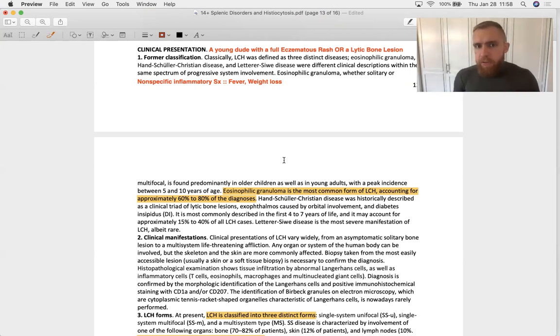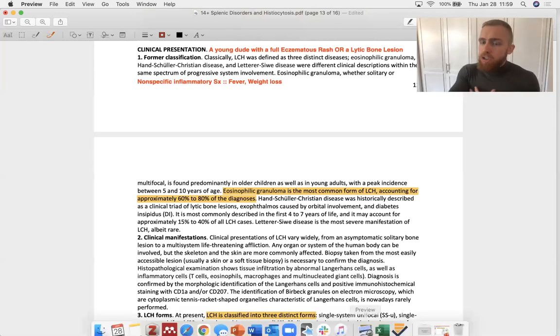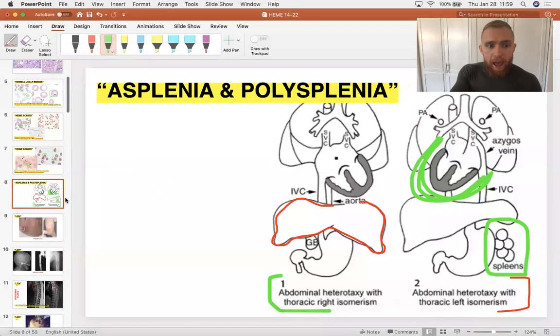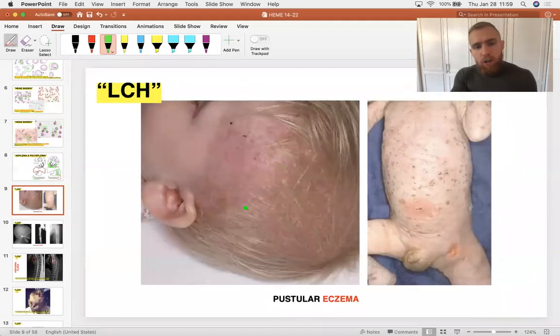So what these different presentations have in common, let's talk about that first and foremost. All LCH has generalized inflammatory symptoms, because it's cancer. So the kid's going to be running a fever, might be like up and then down and then up and then down. And the kid could be losing weight. And again, most typically, it's going to be a little white kid, boy. So this dude's going to come in and he's going to have this pustular eczema. And this is what it's going to look like.